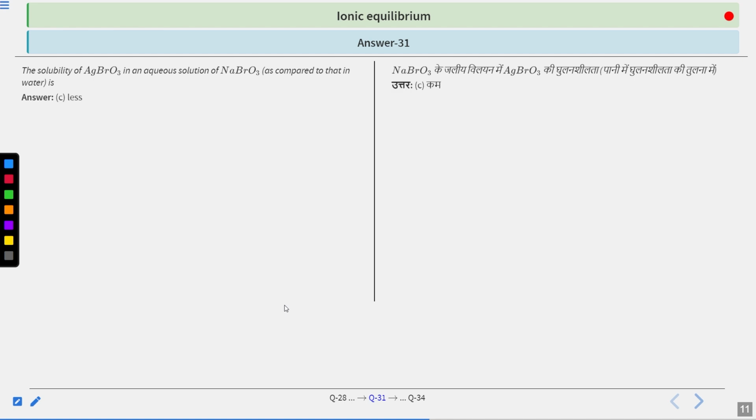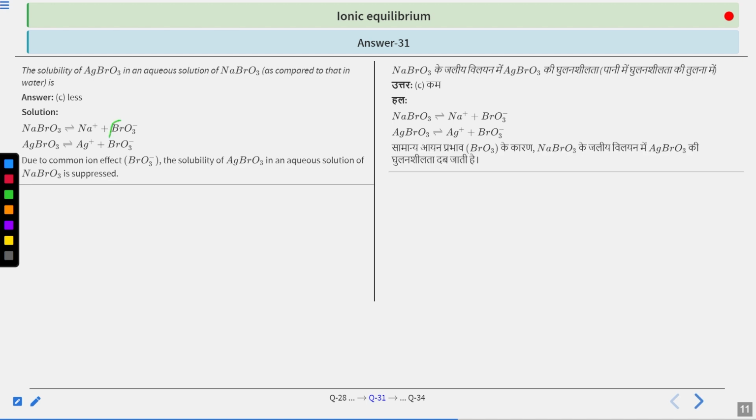So it will be less than the normal solubility, which will be greater. In this case you will get a lower solubility compared to the normal one. NaBrO3 dissociates as Na plus and BrO3 minus, and AgBrO3 will dissociate into Ag plus and BrO3 minus. Due to the common ion effect of the ion present in both salts, the solubility of AgBrO3 in aqueous solution of NaBrO3 is suppressed, because we already have the concentration of BrO3 minus coming from the sodium salt. Therefore, the amount of AgBrO3 that will be dissolved will become less automatically. Clear?